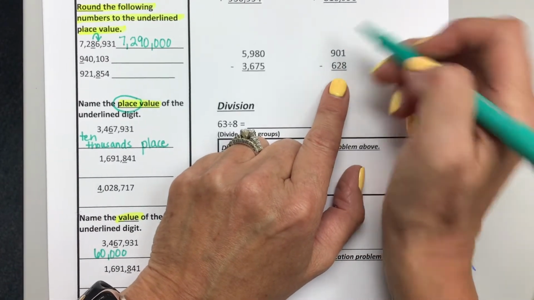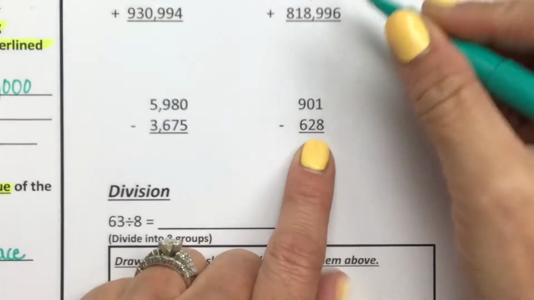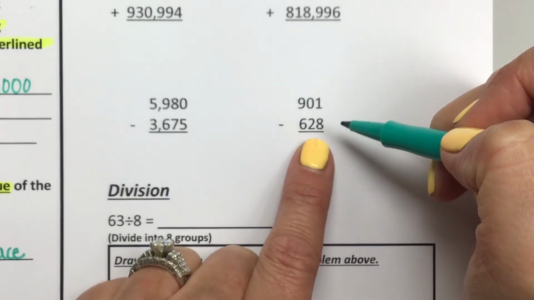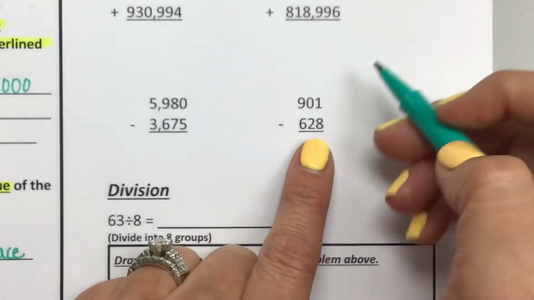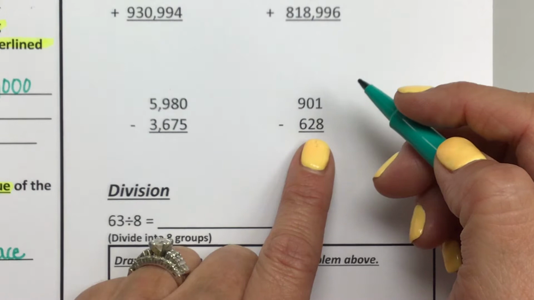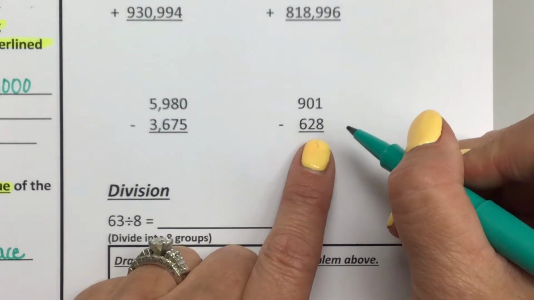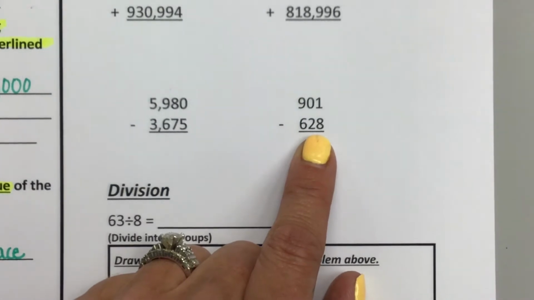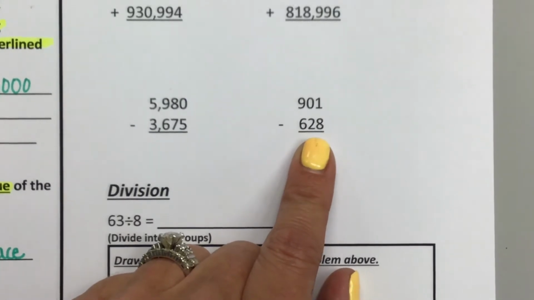Okay, so I just want to review that with you. 901 minus 628. What is my rule for subtraction? Who can give me a rule for subtraction? Go ahead, Addie. Right, I like this phrase. More on top, no need to. More on the floor, go next door, get 10 more.